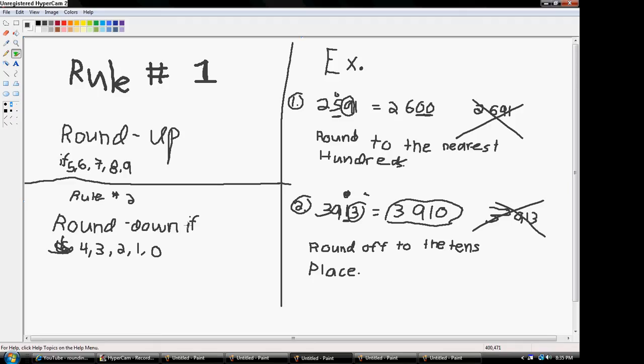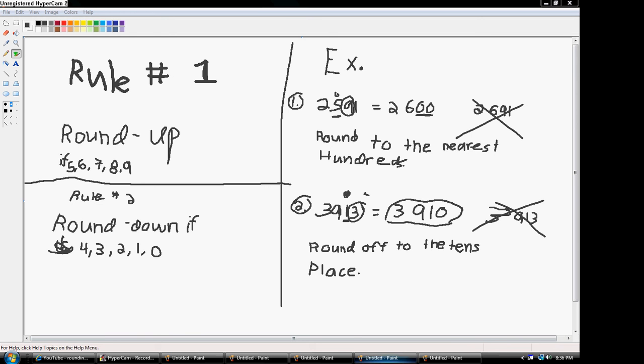Now in rule number 2, round down if it is 5 below. Here's the example. In 2913, round off to the tens place. Since it is at the tens place, the number at the right of the tens place, in the ones place, is 3. So the answer is 2910 and not 2913. Since it is going to round down, 3 is going to become 0 since it is at the right side of 1. So that is how you get this.